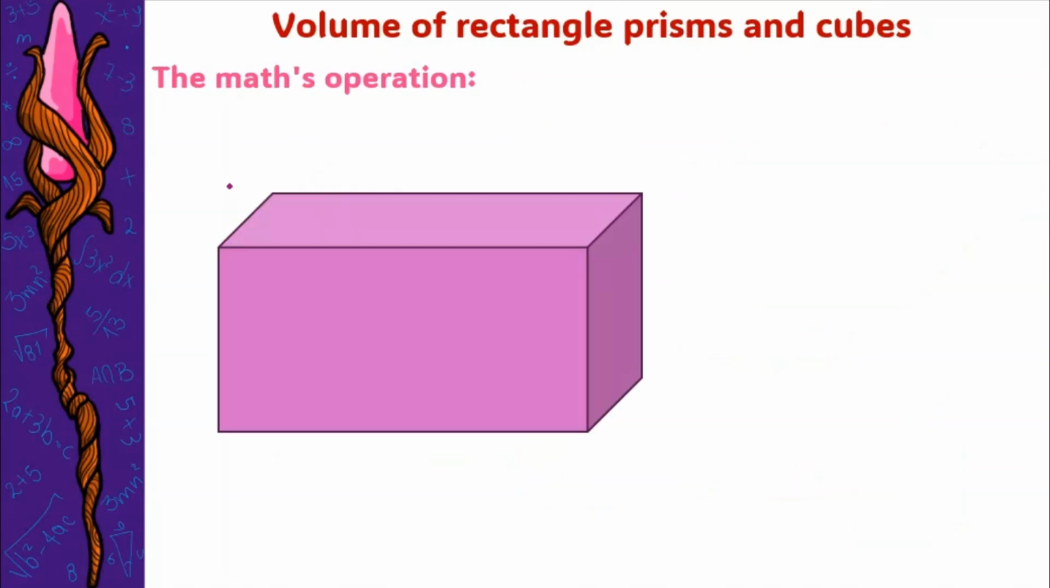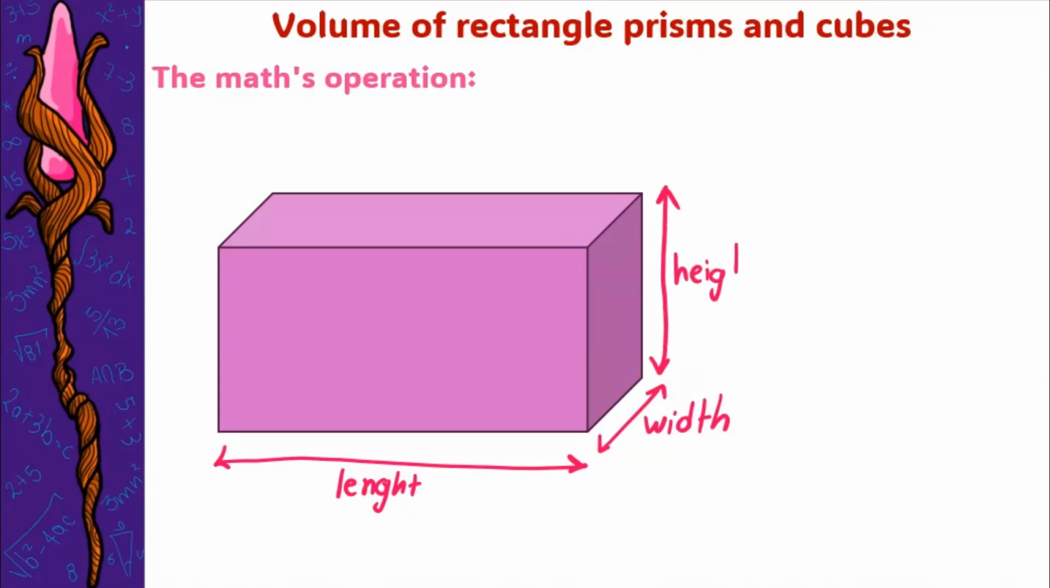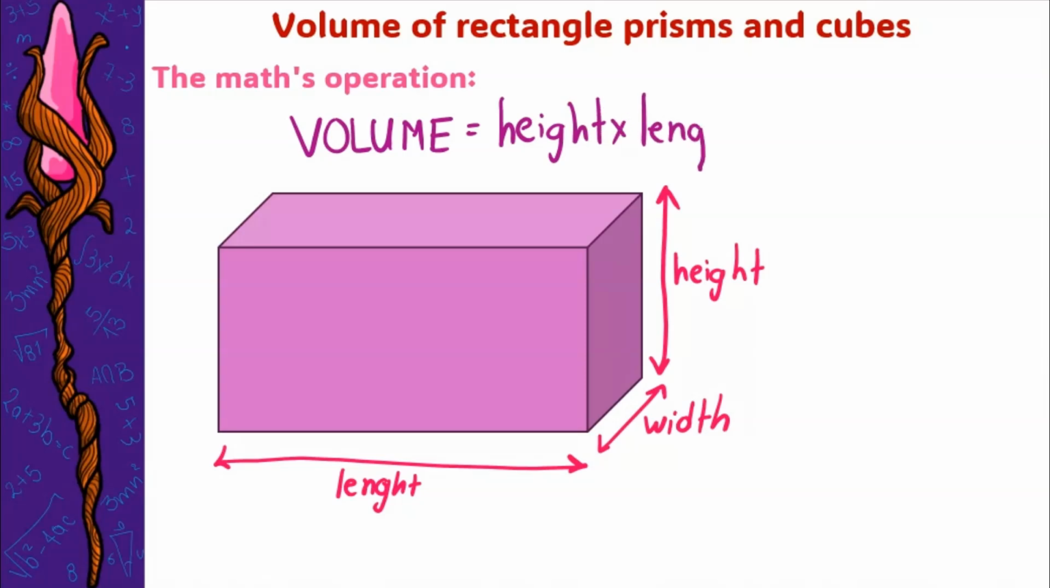As you might have been thinking, yes, it's the multiplication of the three dimensions. And that works for cubes and rectangular prisms. So let's take this rectangular prism. All you need to do to find the volume is take the length, the width, and the height and multiply them together. So at the end we have volume equals height times length times width. Just multiply the three dimensions.